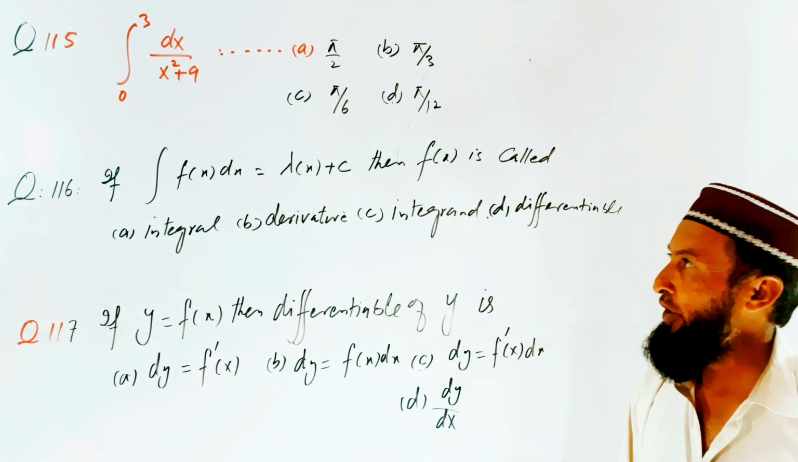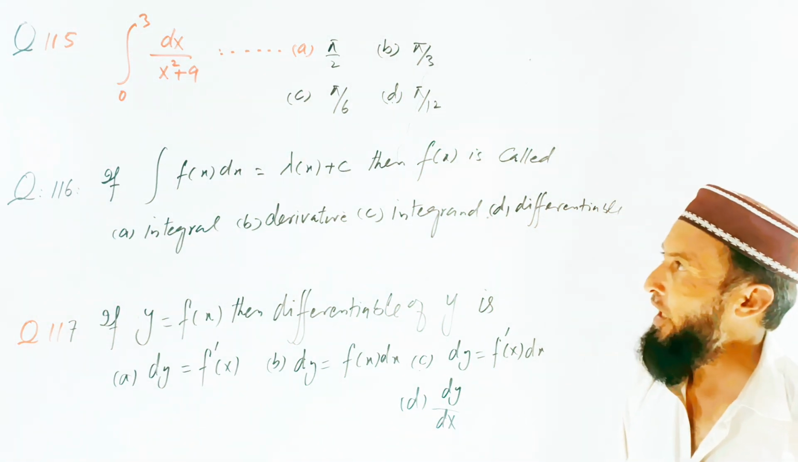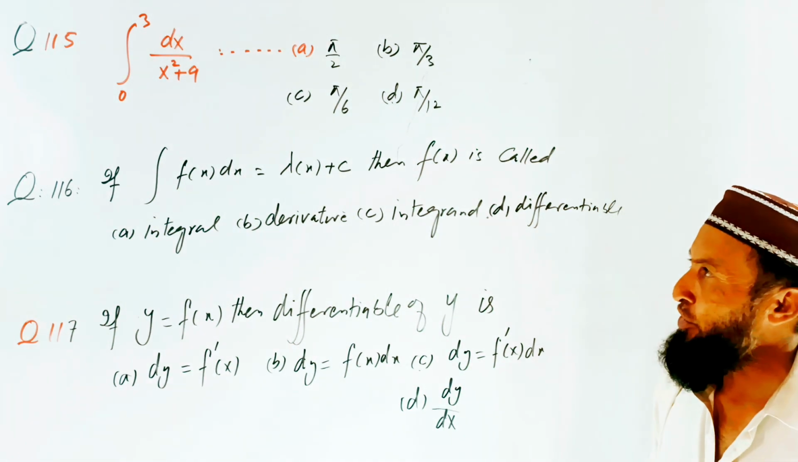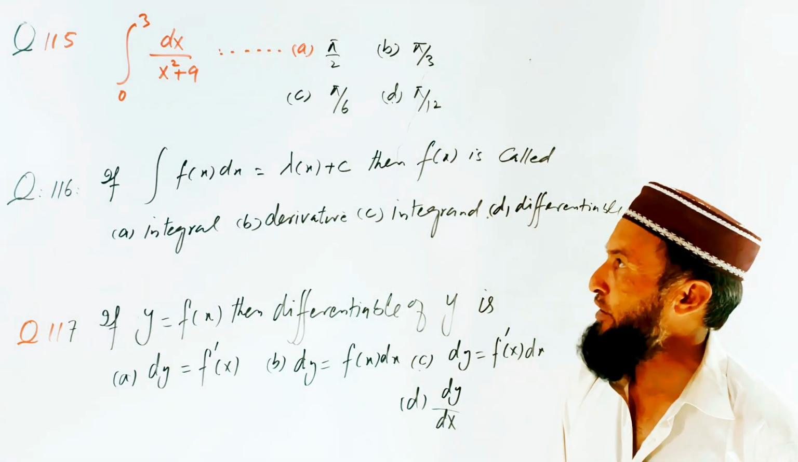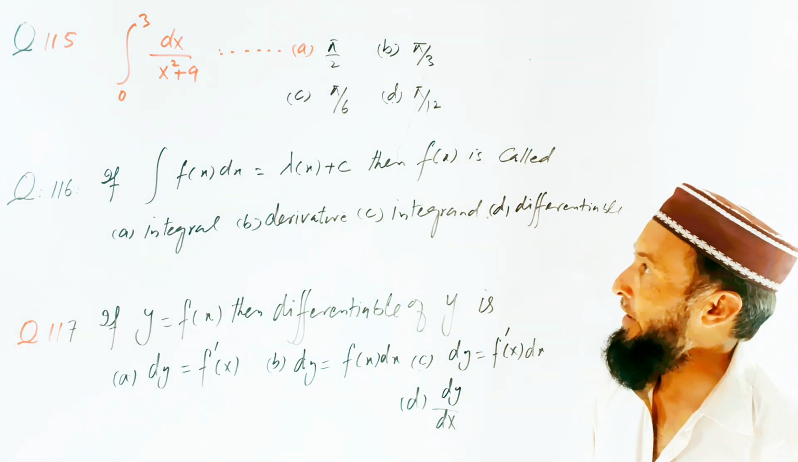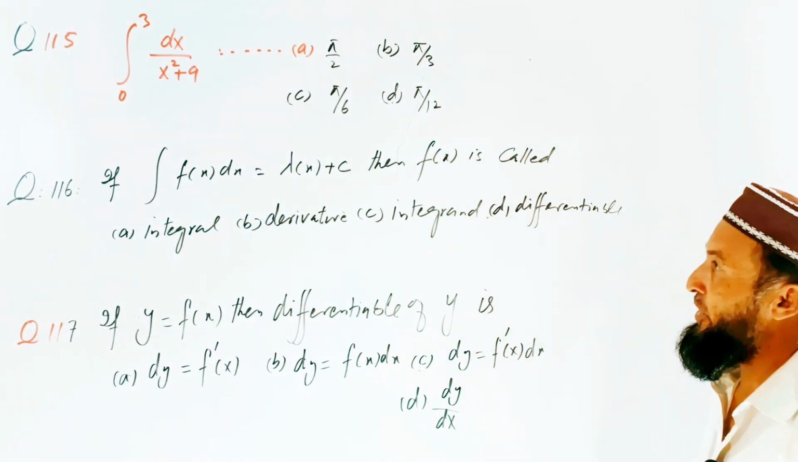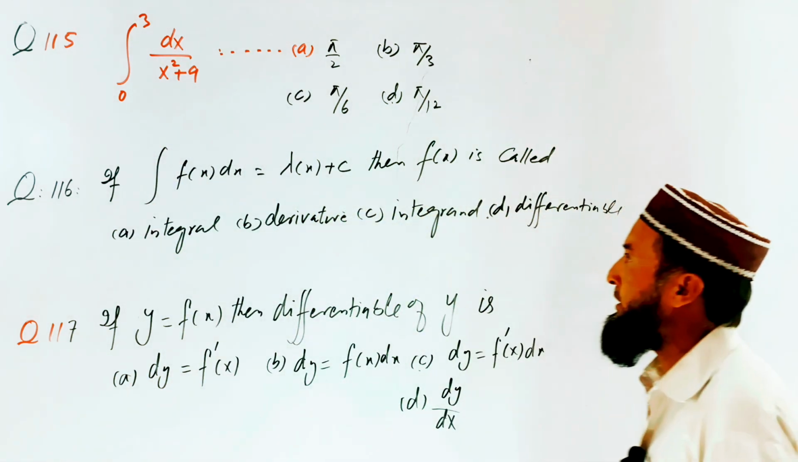Today we are proceeding with the next MCQs. This is the last episode of integration, so this is the last video I am doing today. Question number 115: the integral from 0 to 3 of dx divided by x square plus 9.